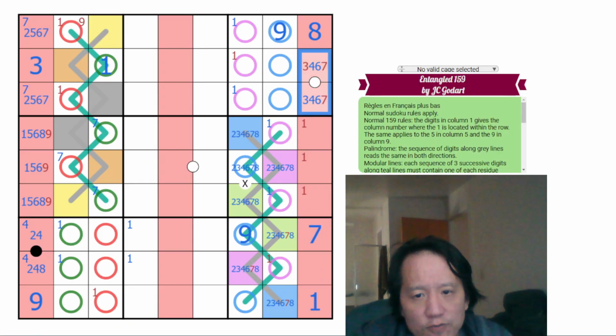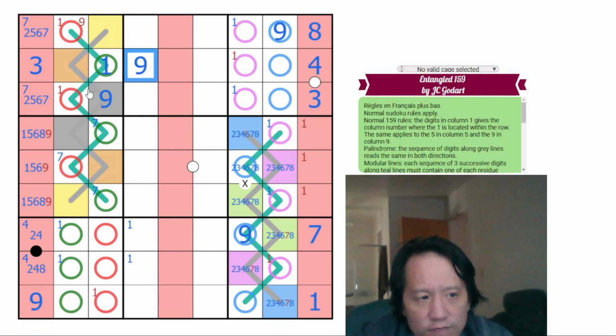So this would have to be 4, 6 in that instance. Wait, no, sorry. 3, 4 in that instance. So this is 3, this is 4. Right? So that means this is 9, and that's 9. So far it seems okay. Right? This 3 means the 9 has to be in column 3. This 4 means the 9 has to be in column 4.